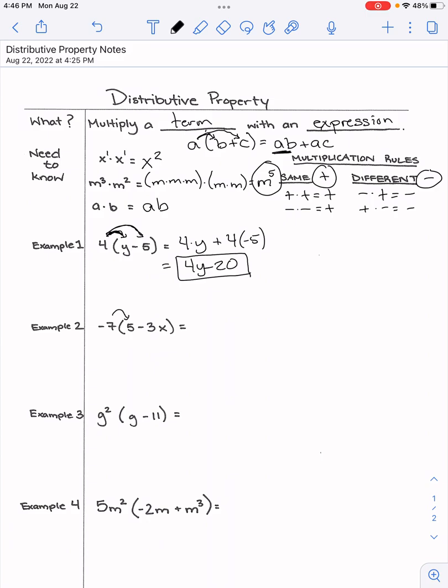Example 2. Instead of writing out in this product form, I'm actually just going to multiply it out mentally. So negative 7 times a positive 5. Negative times a positive is a negative. All right, we see that here. And this is negative 35.